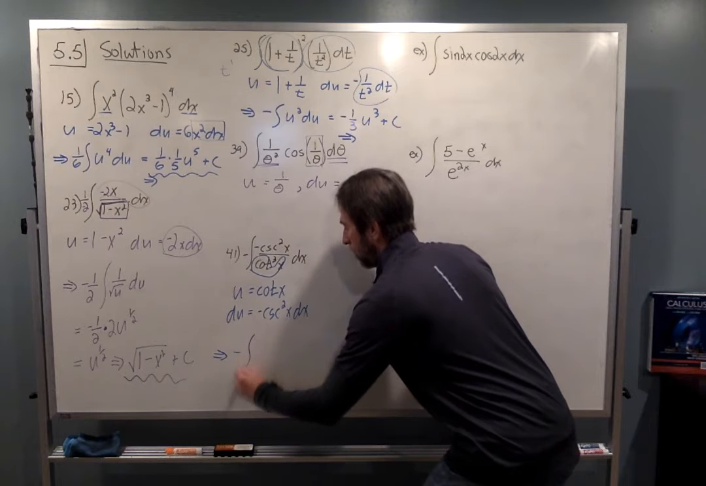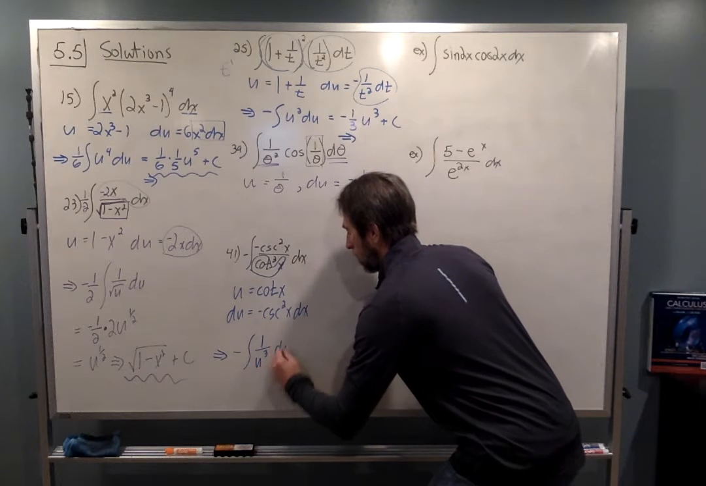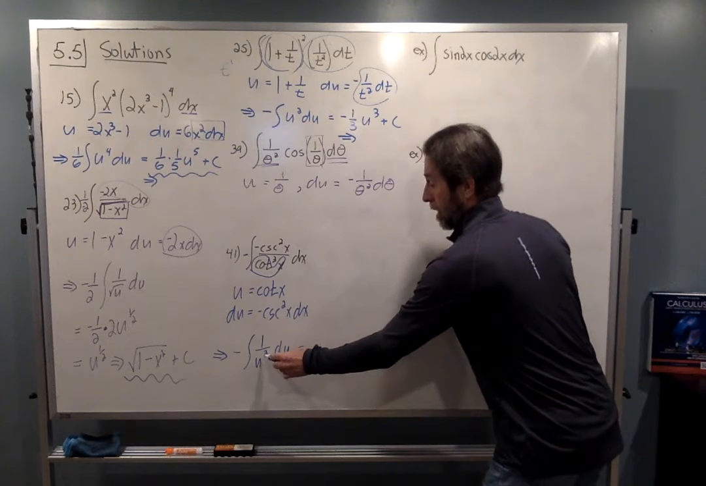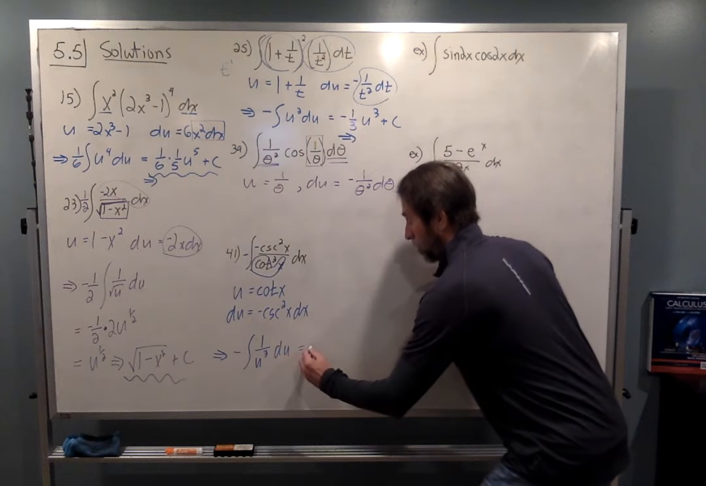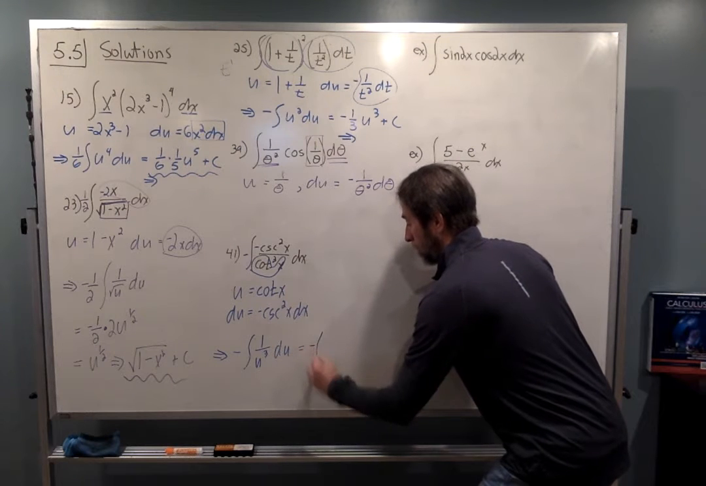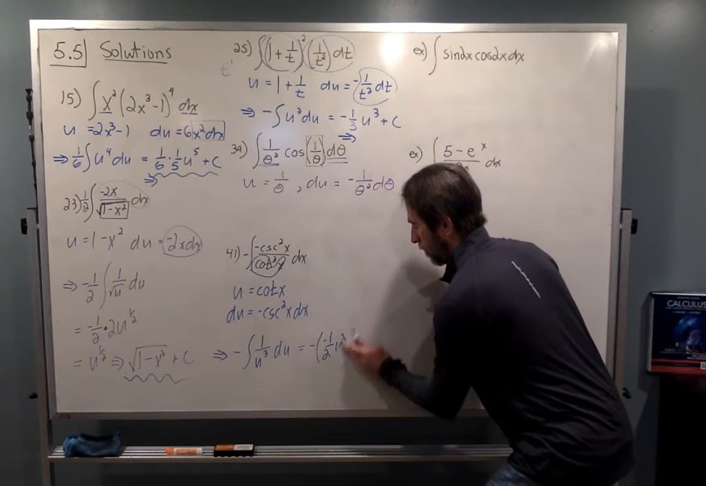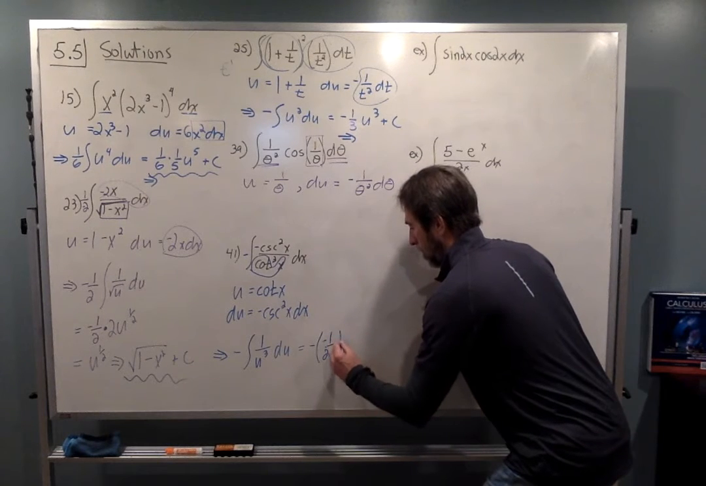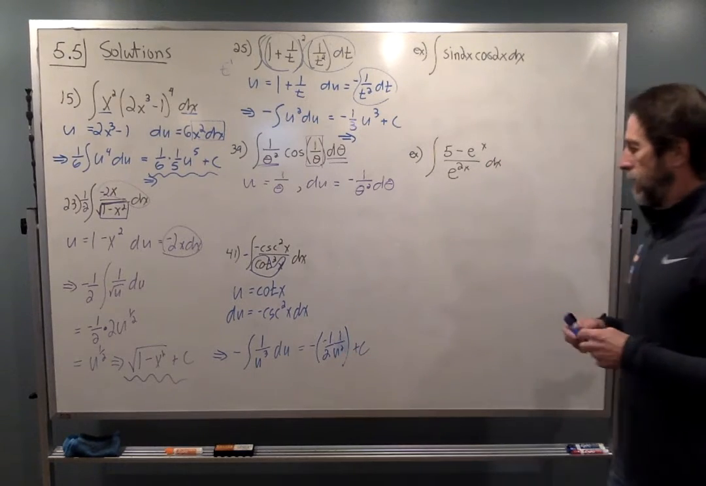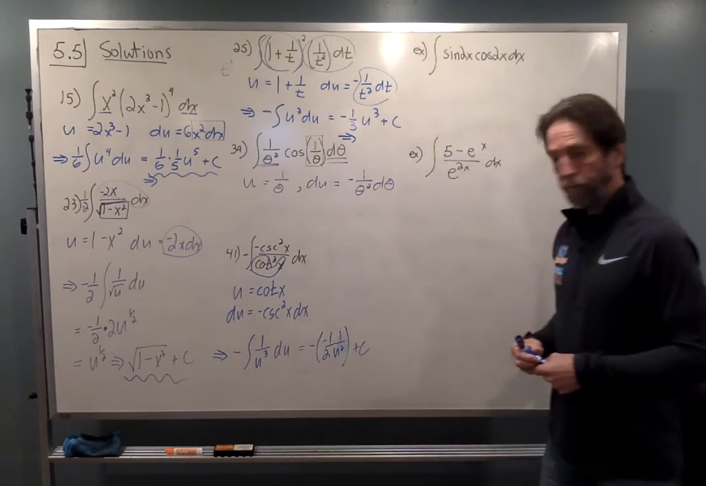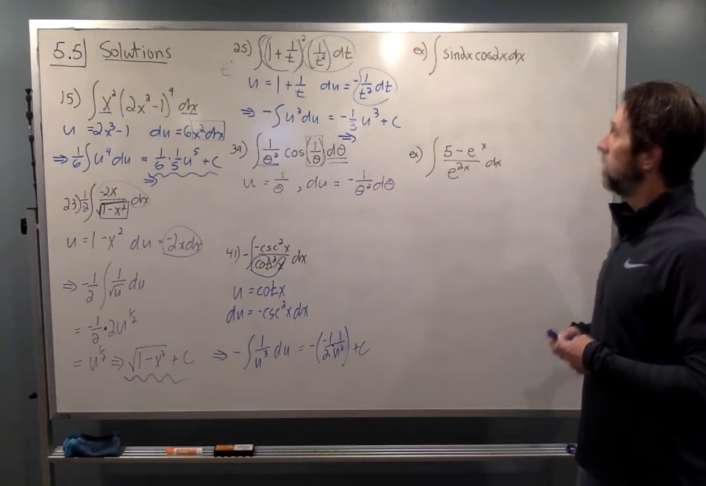This becomes negative integral 1 over u cubed, which is, add 1 to the exponent, you get negative 2. Divide by that negative 2. So you get negative times negative 1/2 u squared. Definitely you have to clean that one up a little bit. Okay? But I'll let you go ahead and finish that.